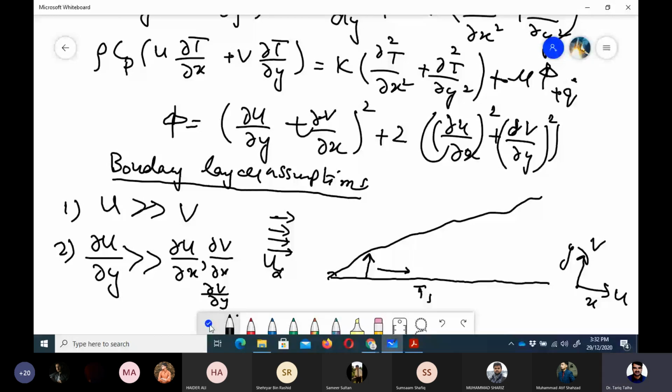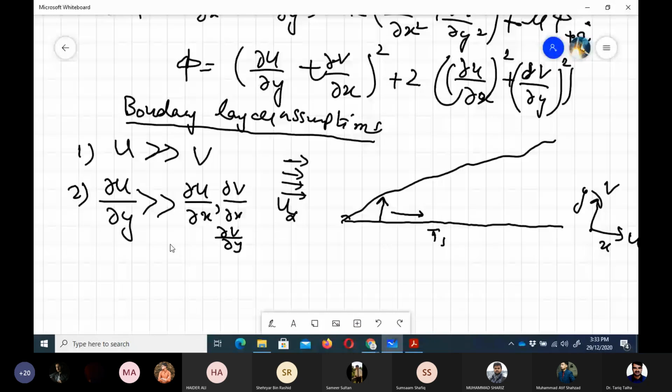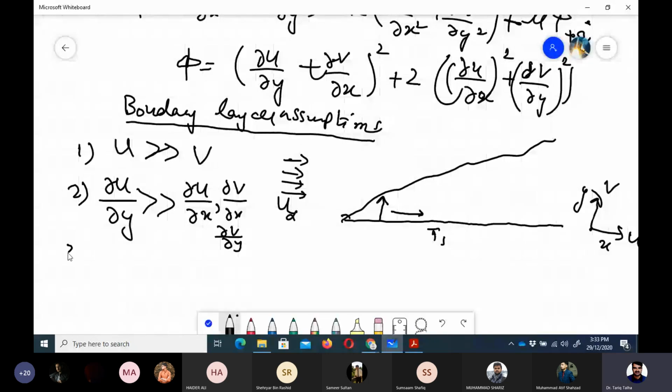So the third boundary layer assumption is that partial T by partial y is again greater than partial T by partial x. So these are the three assumptions we take for flow in a boundary layer, and we would have very little error, because the u velocity would be far greater than the wall normal velocity, and the gradient in the y direction would be far greater than in the x direction, and the gradient of the v velocity is quite small.